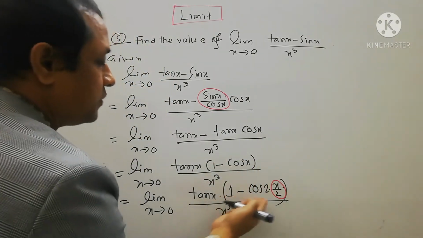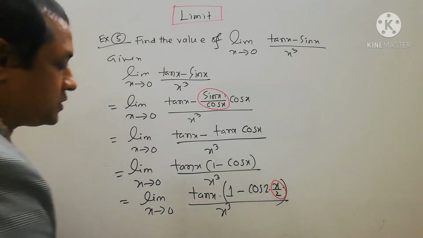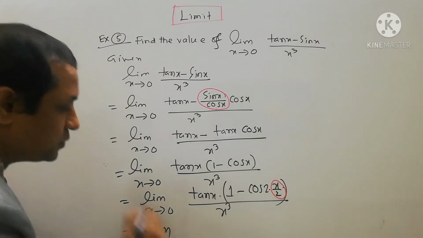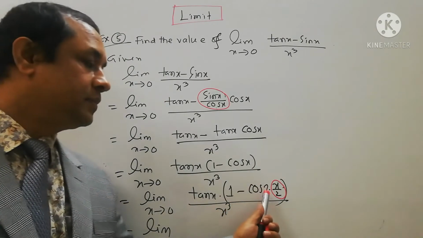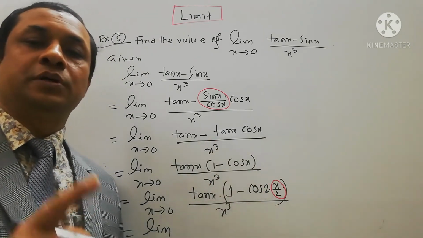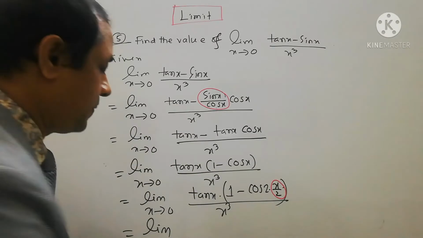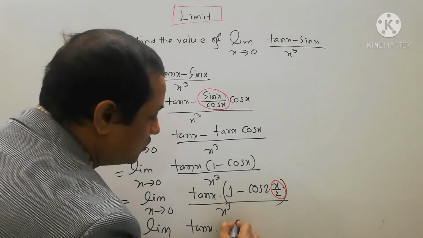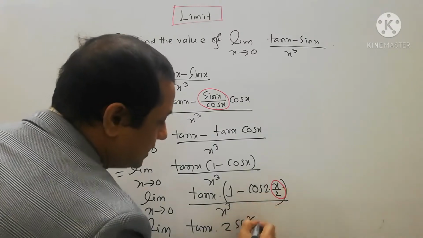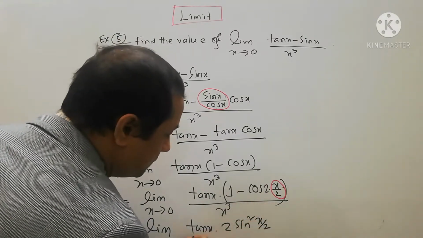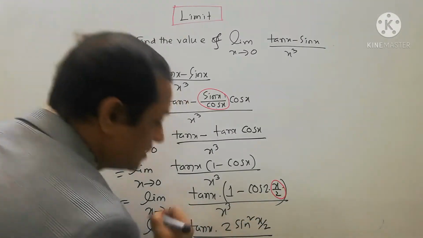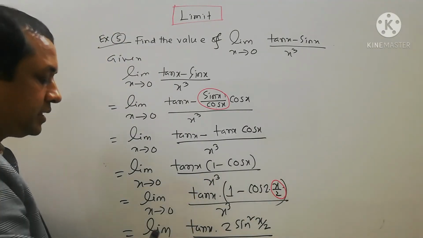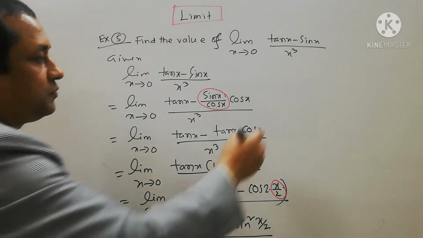Now using the formula, we know that 1 minus cos 2a equals 2 sin square a. Then we get tan x into 2 sine square of x by 2, divided by x cube. So separating all the expressions, take the 2 to the first position.